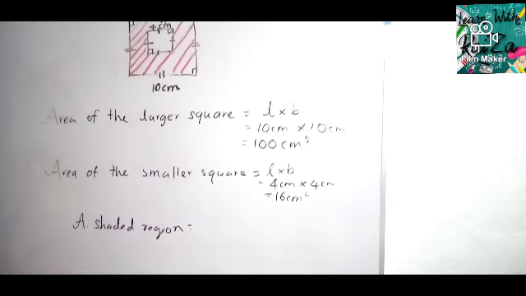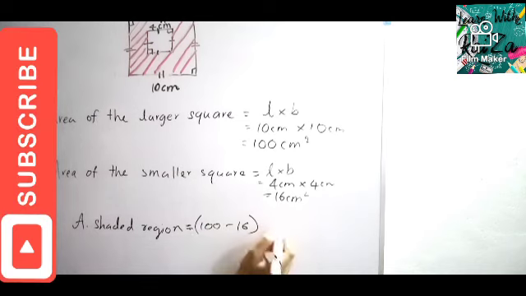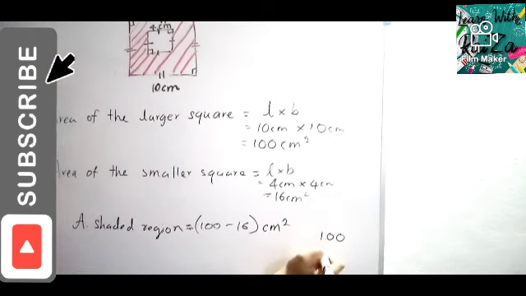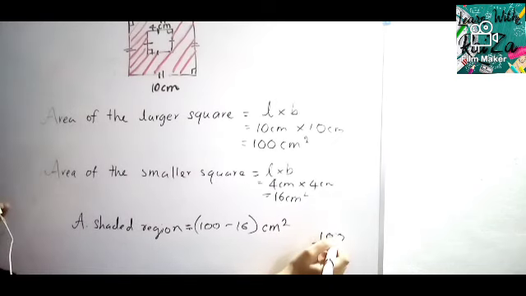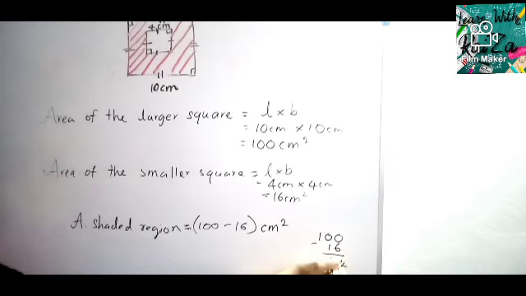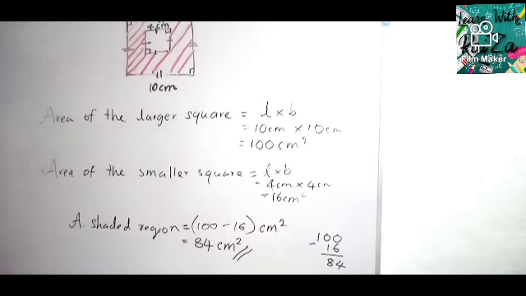Okay, now we need the area of the shaded region. Shaded region, as I told you, from the bigger square, if you subtract the smaller square area, then you get the shaded region. So 100 minus 16, and don't forget to write the units. Okay, 100 minus 16 square centimeter. So 100 minus 16, let's do the working here. Here 0 can't. So 10 minus 6 is 4. Here 9 is remaining. 9 minus 1 is 8. So what is the answer? 84 square centimeter is the area of the shaded region.